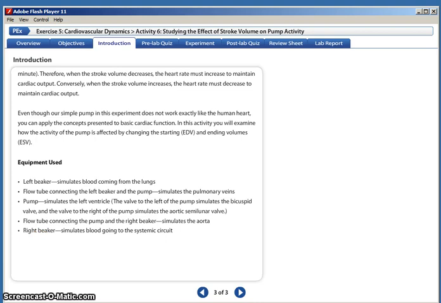Now at the very end of the introduction, it explains what you're actually supposed to represent in the simulation. So again, these are important to look at. The left beaker is blood coming from the lungs.